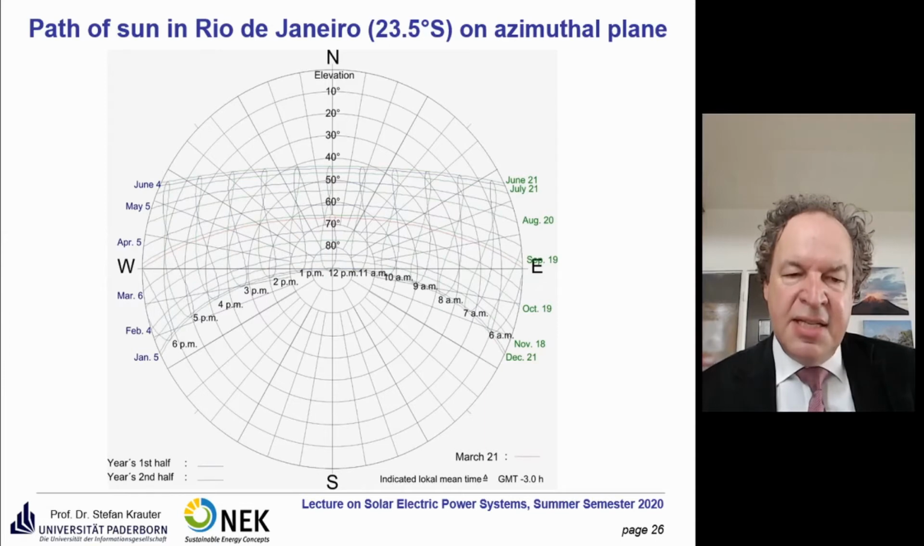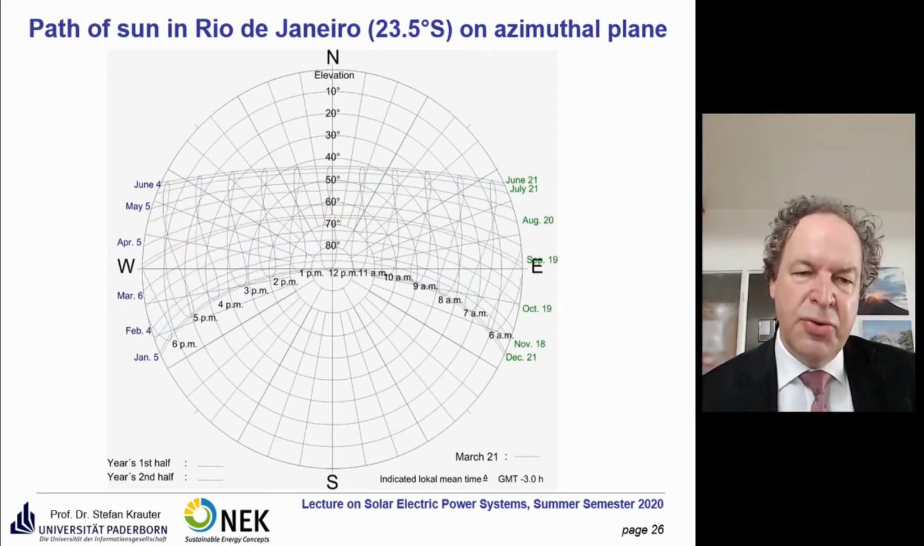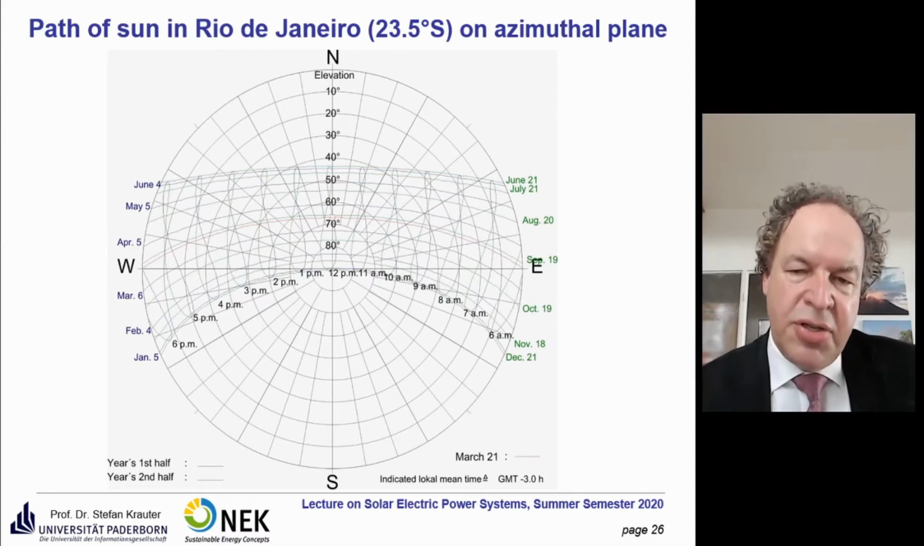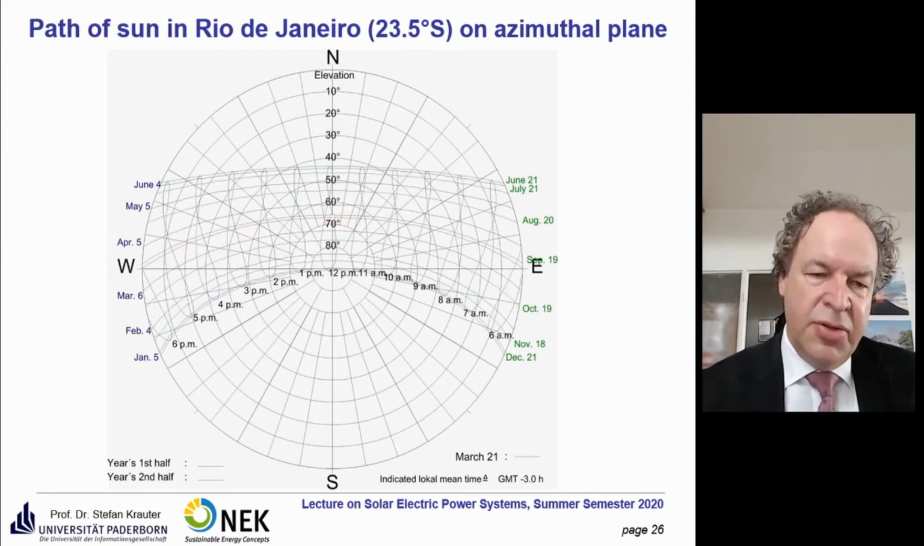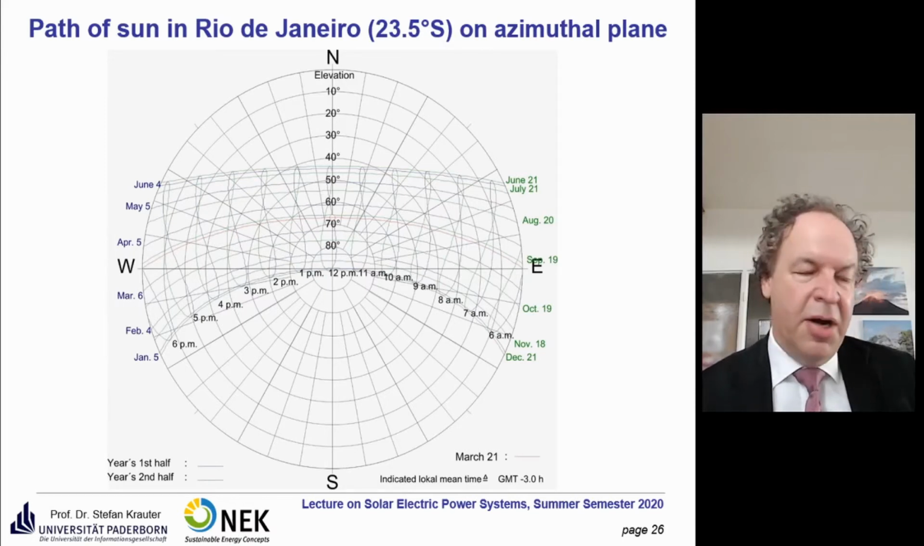Then the sun is in zenith, exactly in zenith at midday. That part is a bit different. This is beyond, using polar coordinates here. So the center is the zenith, and the outer circle is the horizon. And we see here the different positions of the sun during the year and during different parts of the day.